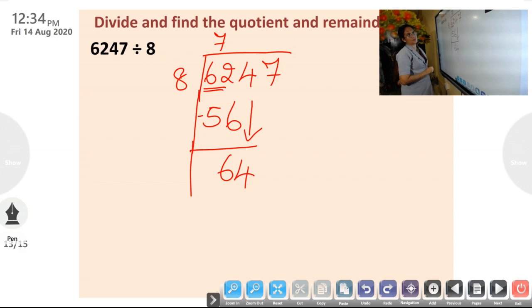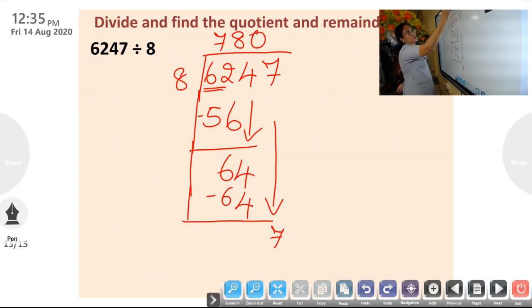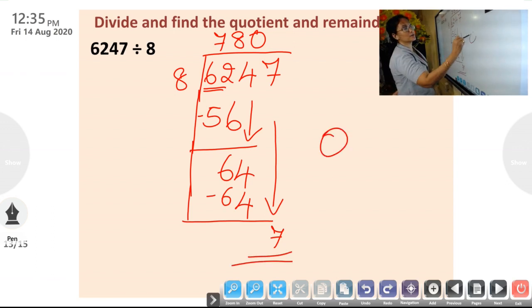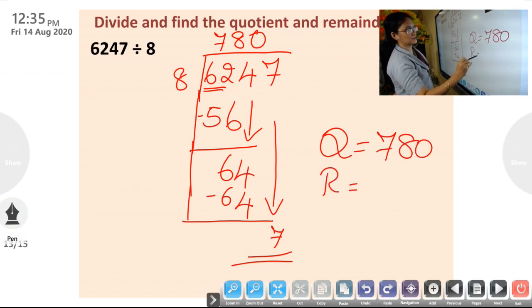Then 64. How many 8s are 64? 8 8s are 64. Okay, there we are getting no remainder. Remainder is 0. But one more digit remains there. What is that? 7. Now can you divide 7 by 8? No. So what do you have to give? Give a 0 in the quotient. And the 7 remains as the remainder. So what is the quotient you got? Answer 780. What is the remainder?